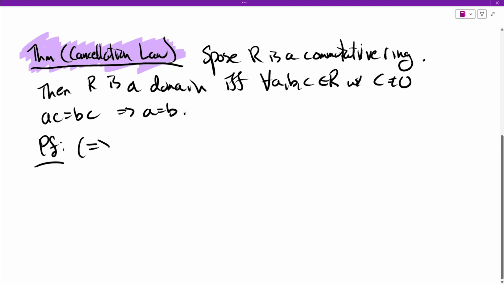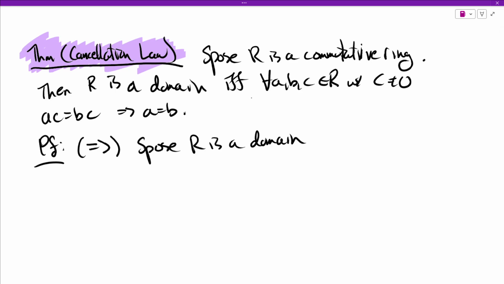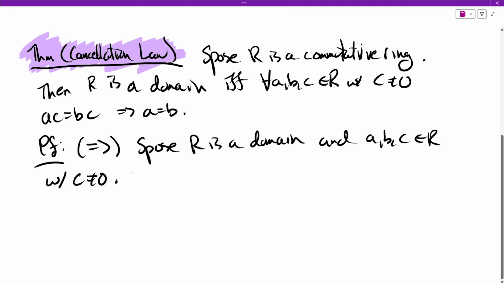Let's go with the forward direction. Suppose R is a domain, so there are no zero divisors, and it's a commutative ring, and it's non-zero. And we have three elements of R where C is not 0, and such that AC is BC. We need to show that A is equal to B, right?